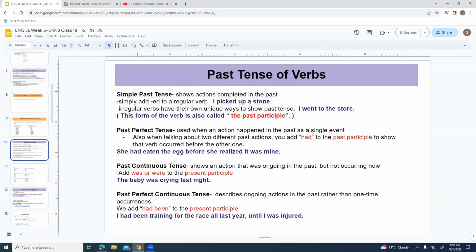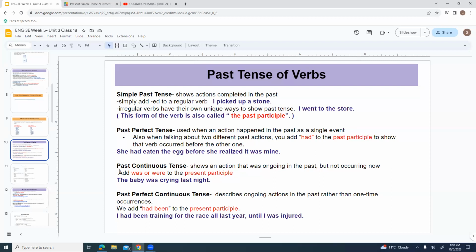Okay, past perfect tense. Use when an action happened in the past as a single event. And generally, when you're talking about two different past actions and you add had to the past participle to show that that verb occurred before the other one. So, for example, she had eaten the egg before she realized it was mine. The "had eaten" part shows you that that happened first.